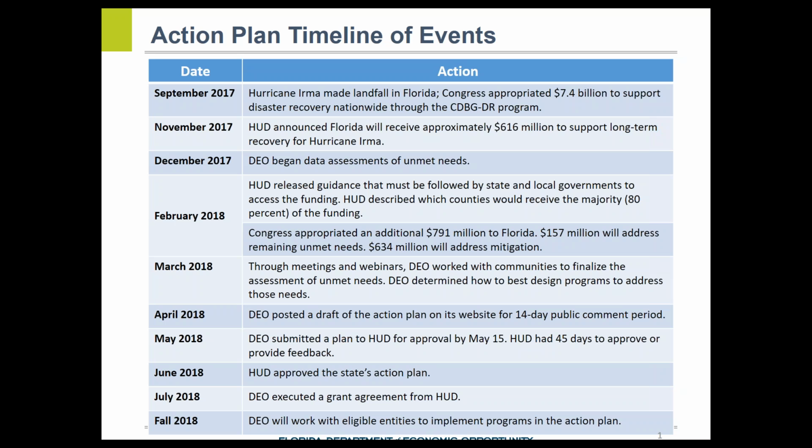Additionally, Congress also appropriated another $28 billion for disaster recovery through the CDBG program nationwide. Florida will receive $791 million from this additional appropriation. From the $791 million, $157 million will address remaining unmet needs, and the remaining $634 million will be used to address mitigation. DEO submitted its action plan to HUD in May 2018, and the plan was officially approved this June.